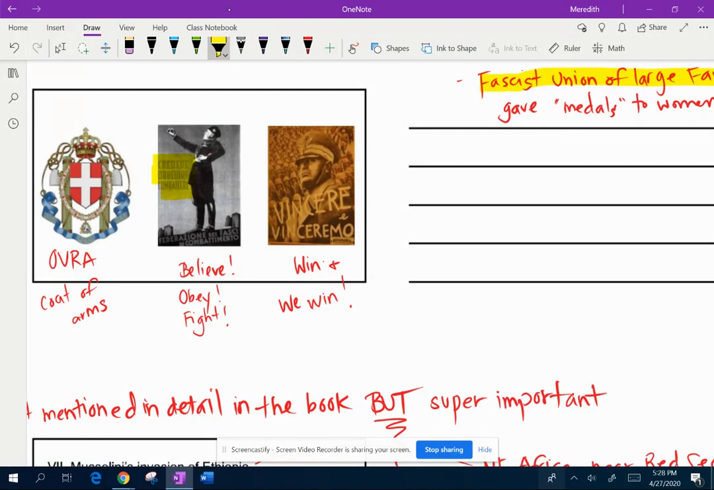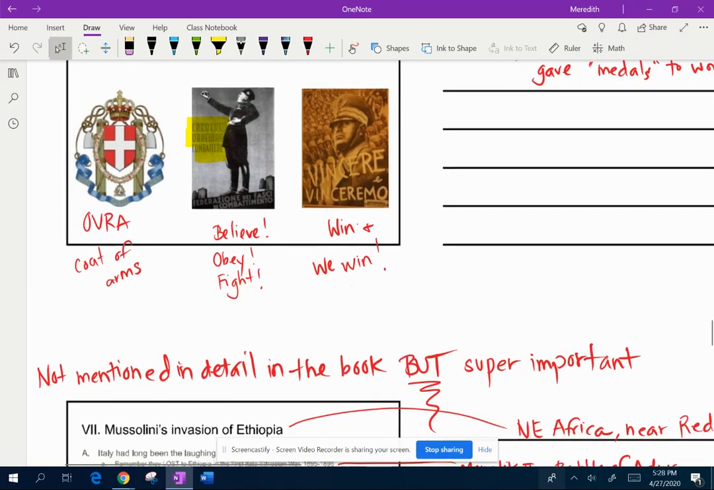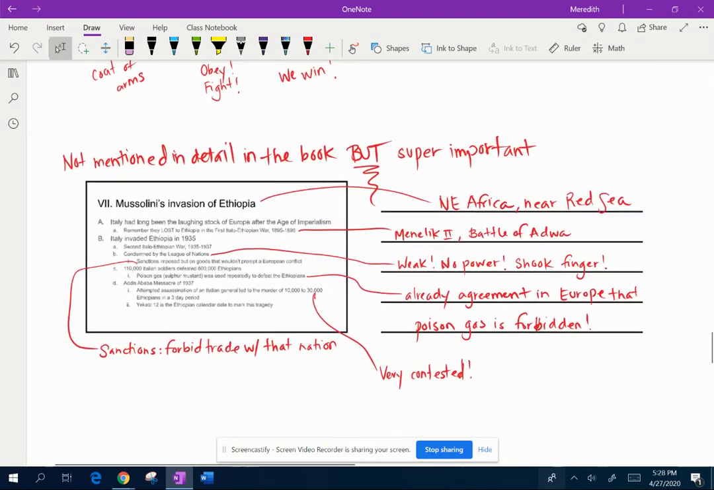Because you need to believe everything that your leader tells you. You need to obey him. And then when I tell you to fight, you need to fight because that's what this is all about. And then over here, you've got Benito Mussolini with vincere e vinceremo, which is win and we will win. And we win because he wins. And so it's the idea that the government is the most important. And Benito Mussolini, that beautiful face, is what wins.